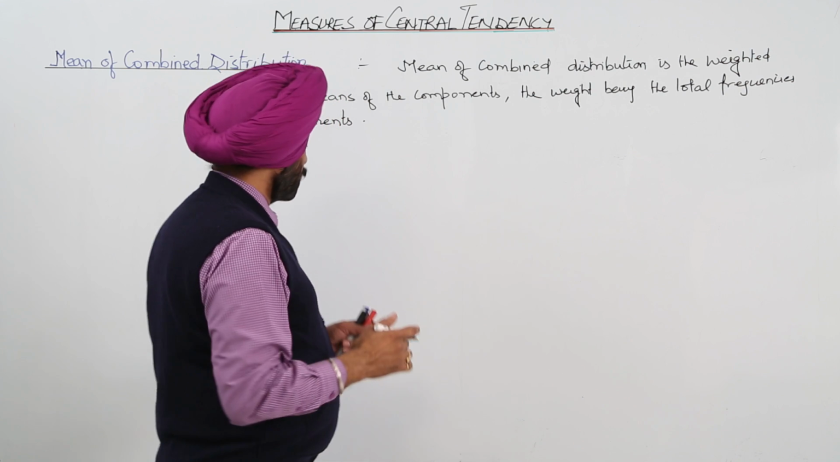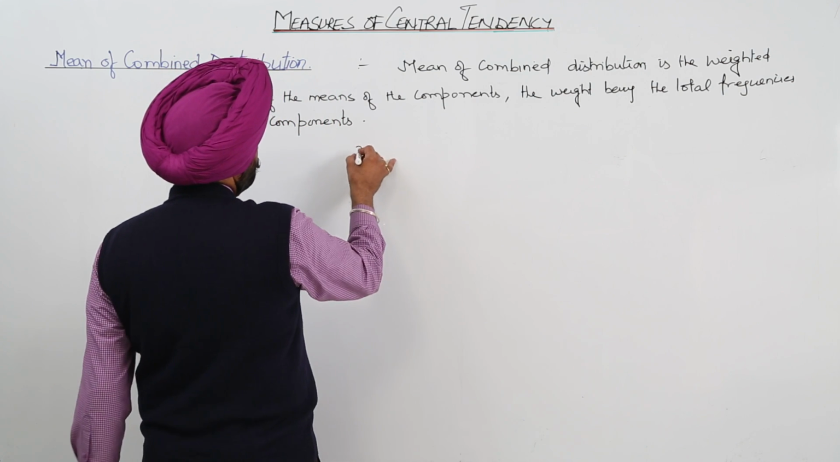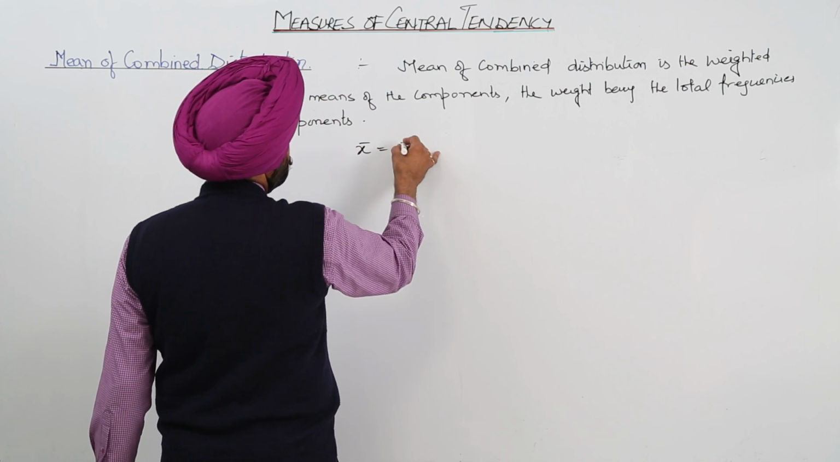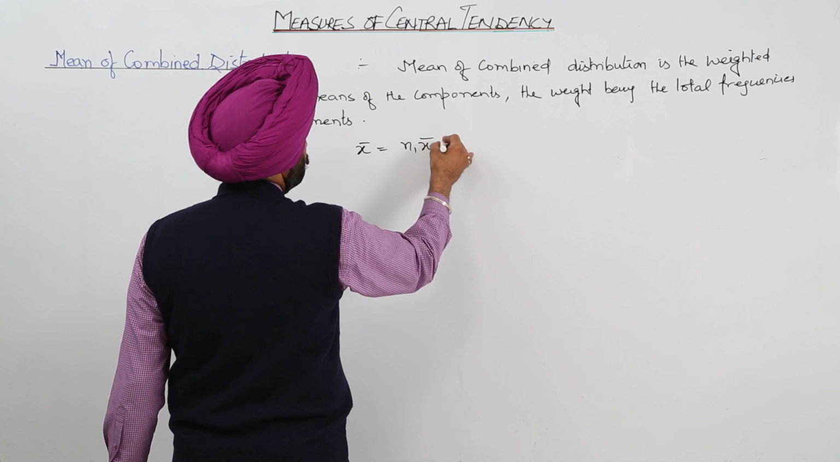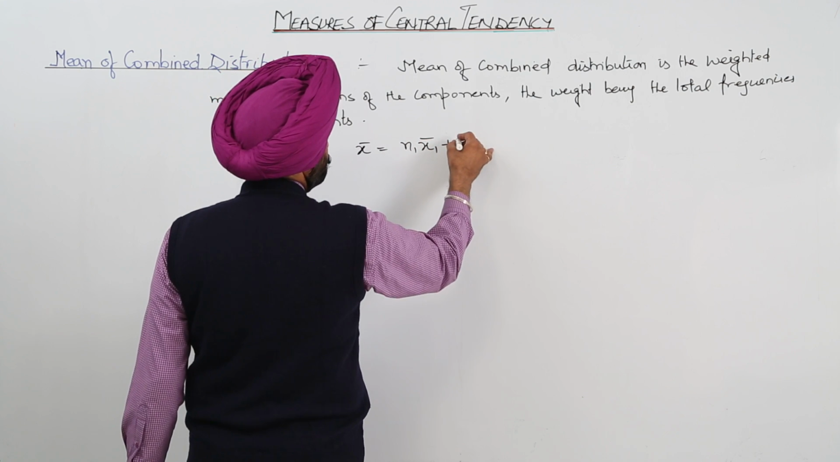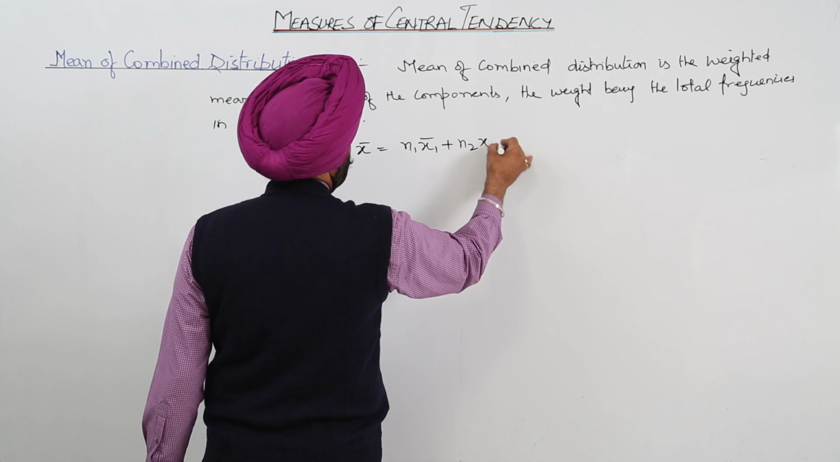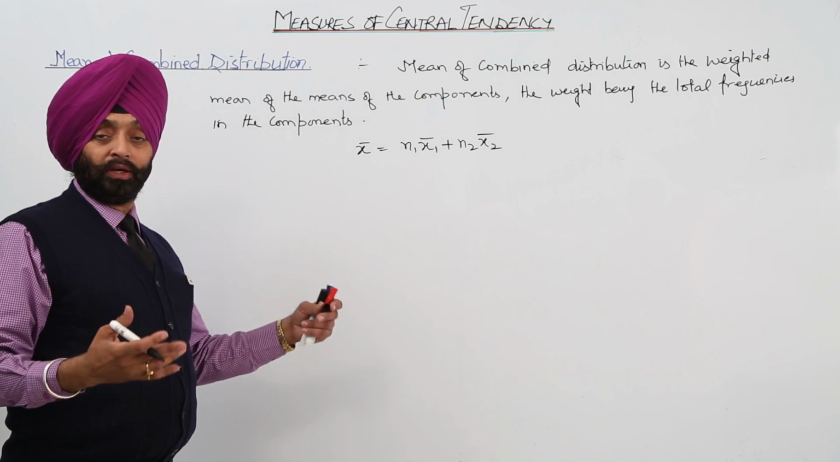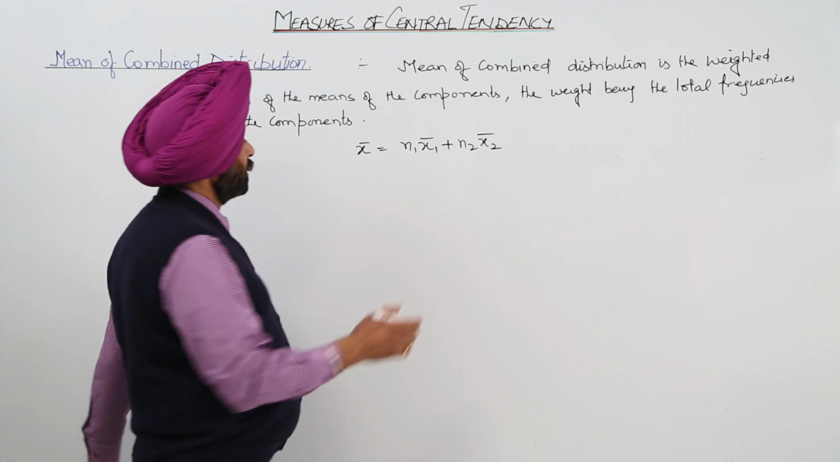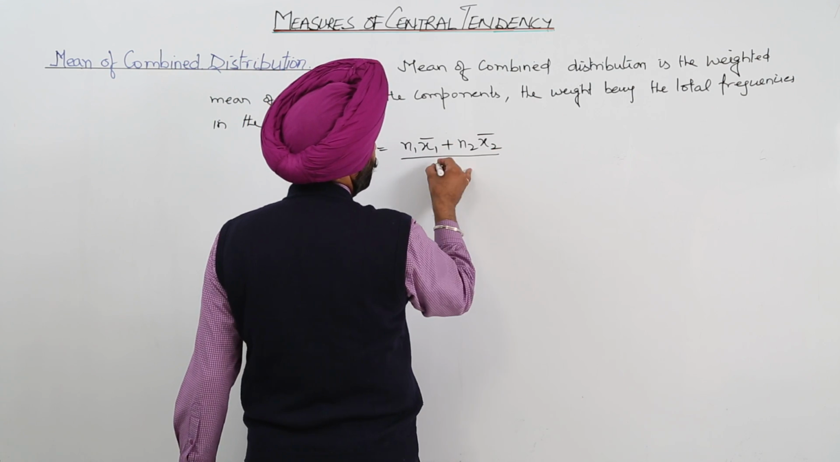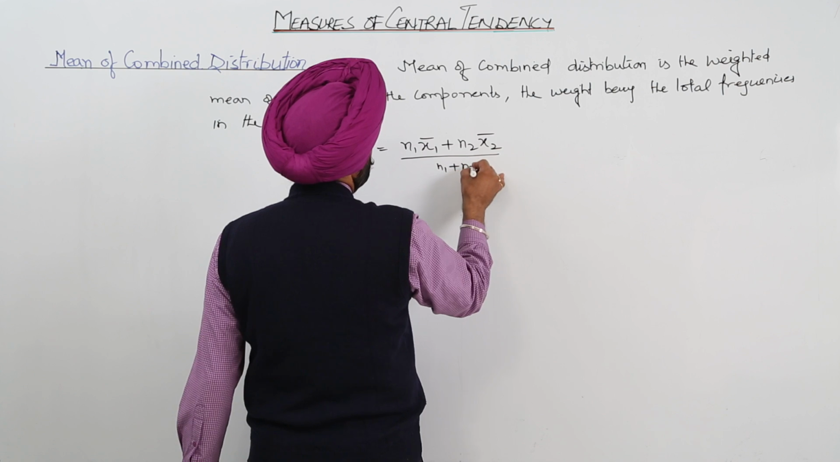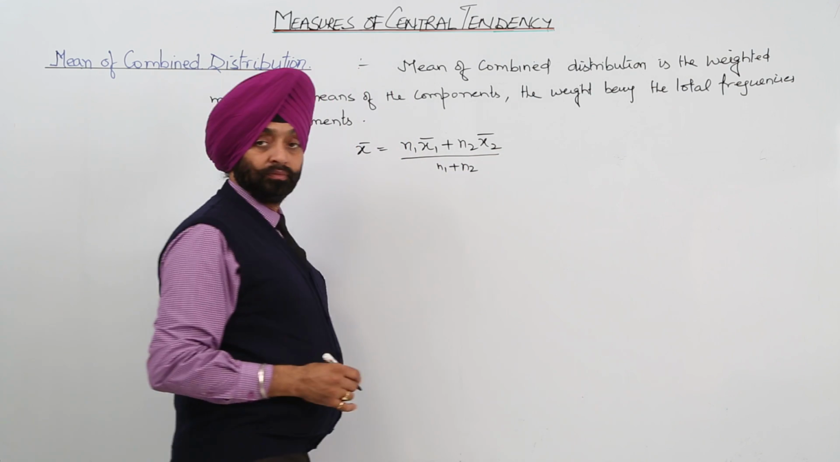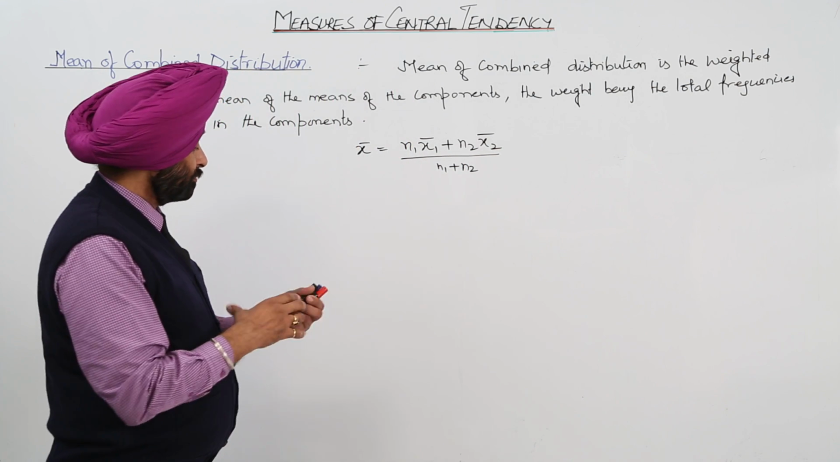Okay. Now it is given by x mean is equal to n1 x1 dash plus n2 x2 dash, divided by n1 plus n2. Basically, what is x1 dash? It means mean of x1, mean of x2. This is the formula for it. Is it clear?